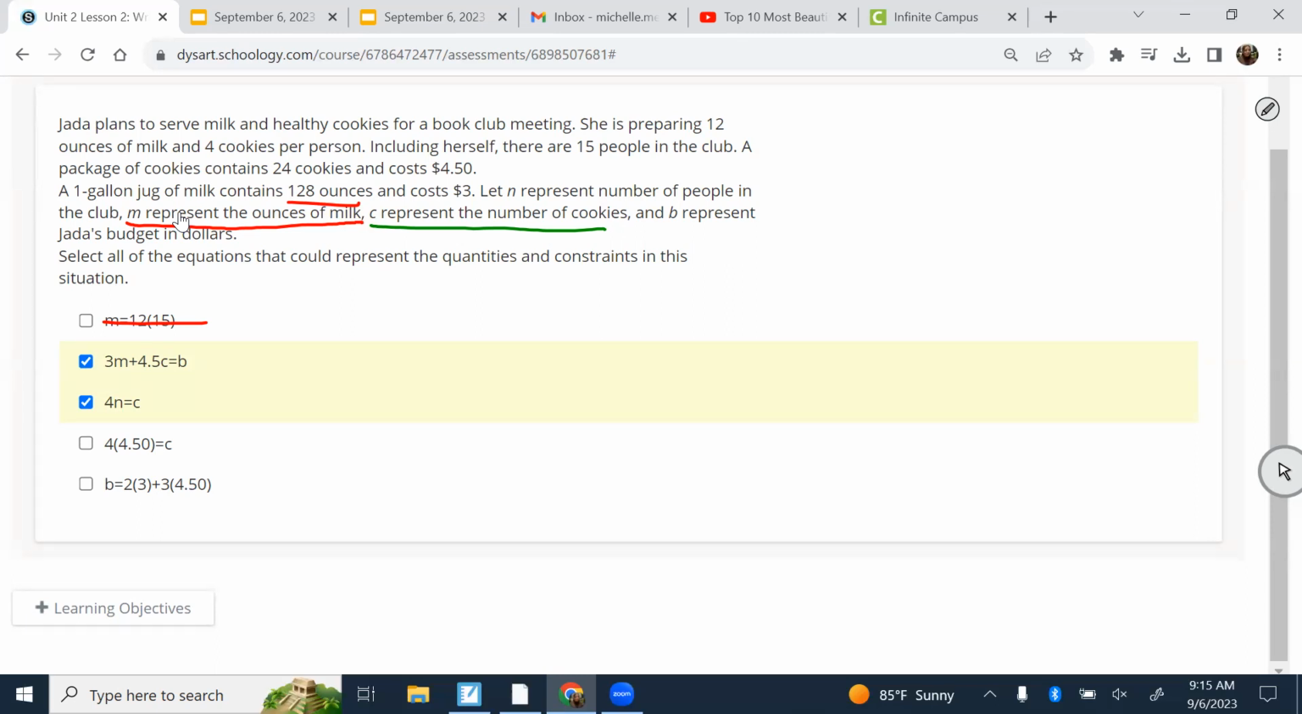So then down here. B is for budget. We have 2 times 3, so I'm guessing that's 2 gallons of milk. And then for the cookies, which cost $4.50, we're getting 3 packages. So does that sound like it's making sense? Yeah, the way that those are paired. So I would pick those 3. Let's see what the key says.